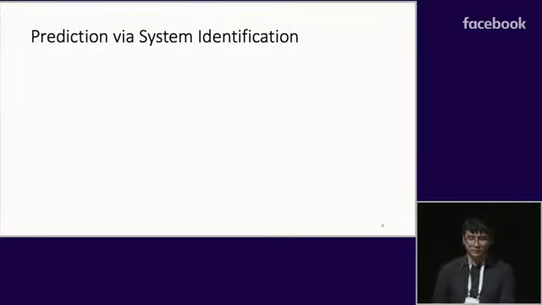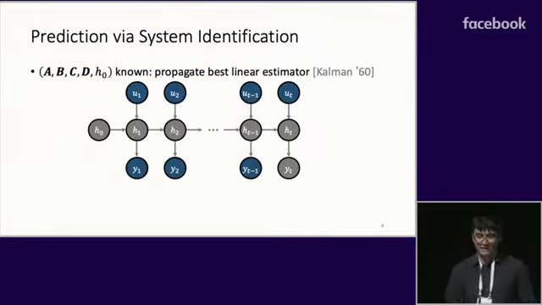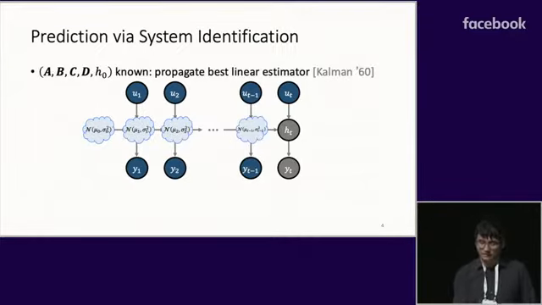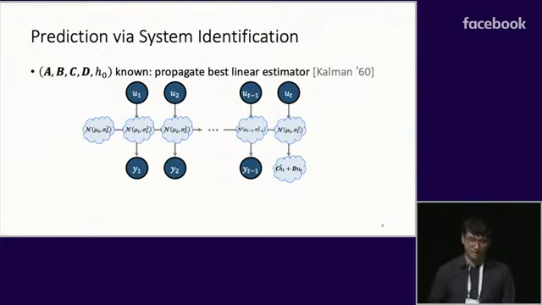Here's the usual recipe for doing prediction from an LDS. Suppose we had in hand the dynamical matrices A, B, C, D. Remember, this is not our setting at all. And say we had a prior for the initial hidden state. Well, in the 60s, Rudolf Kalman showed that under a Gaussian noise model, one can recursively propagate the best linear unbiased estimator, a technique which now bears his name as the Kalman filter.